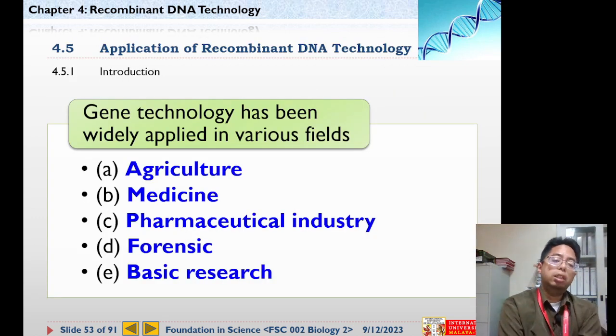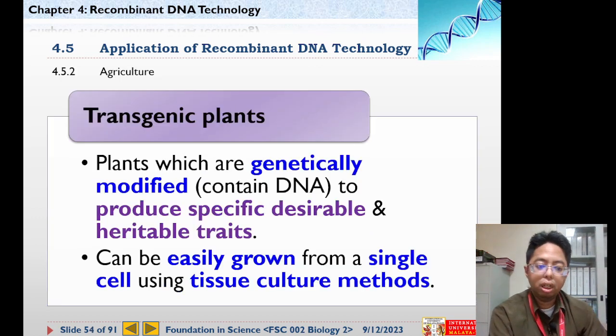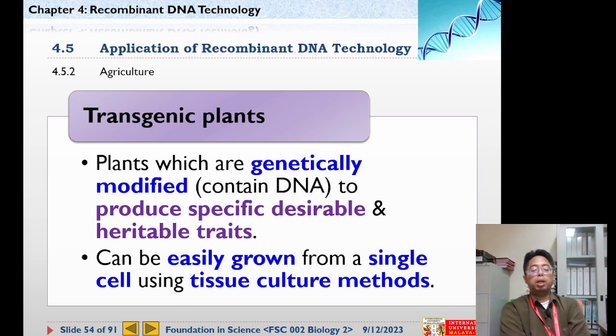Okay, application. Application of recombinant DNA technology can be done in agriculture, medicine, pharmaceutical, forensic, and basic research. So in agriculture, what's very popular is transgenic plants. These are plants which are genetically modified to produce specific desirable and heritable traits.